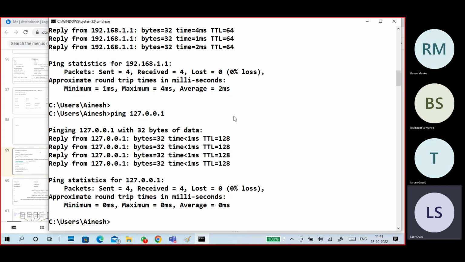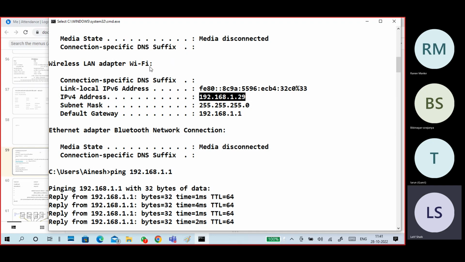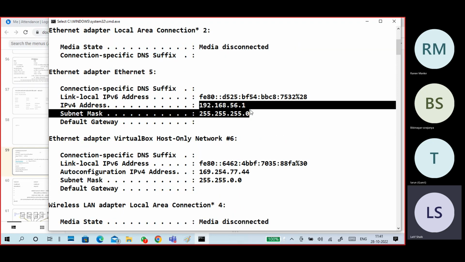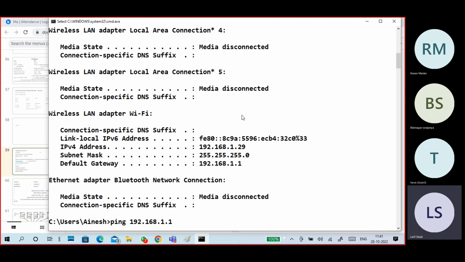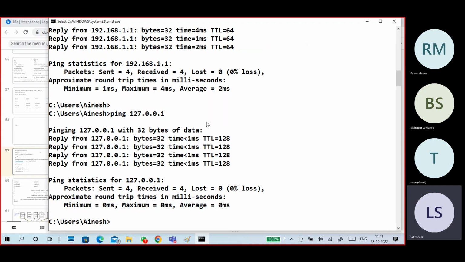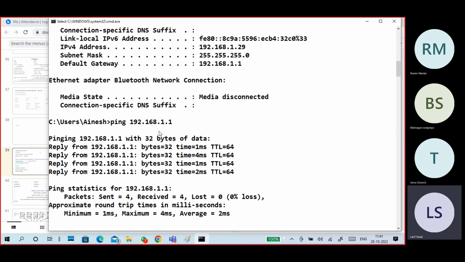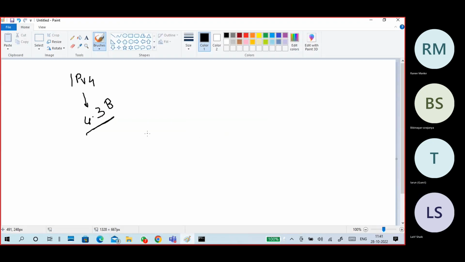Guys, I have an IP address. My IP address is this one. This IP address is given to this adapter, and this IP address is given to this adapter. I have other adapters too. Where did it go? I removed a few virtual adapters, I uninstalled VMware. So this is my original IP address. Look here.